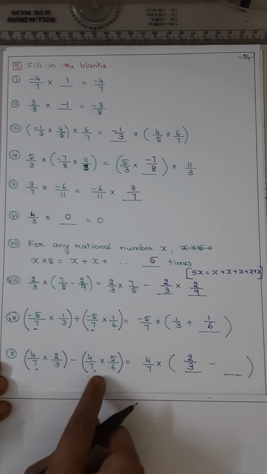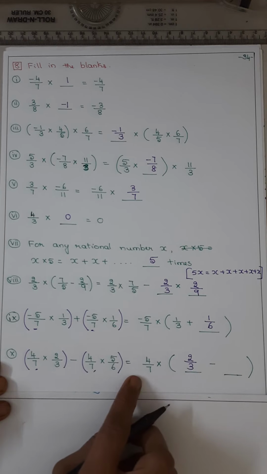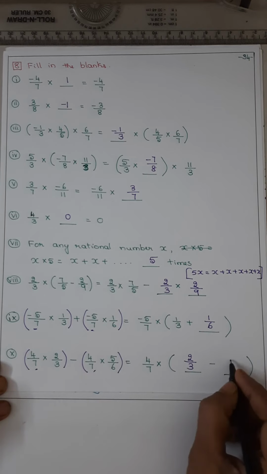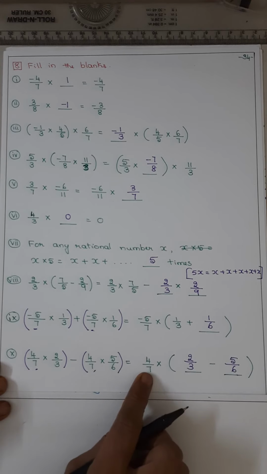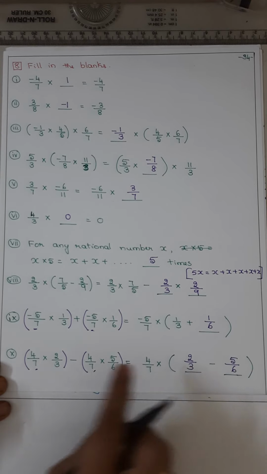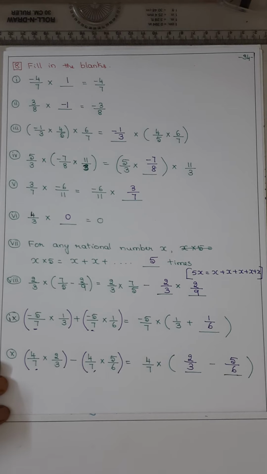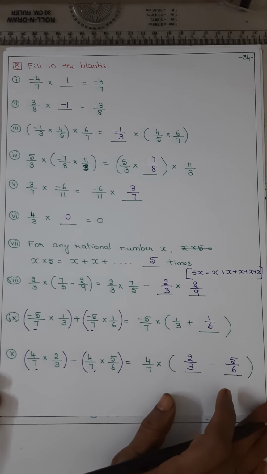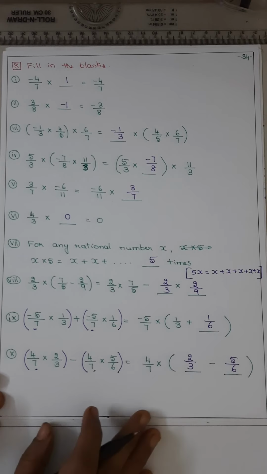ये ग्रुप में क्या एक्स्ट्रा है? 4 by 7 को बाहर लिया. So it is 5 by 6. So 4 by 7 is common for 2 by 3 minus 5 by 6. Is it okay? So we have completed the multiplication sums, multiplication of rational numbers.